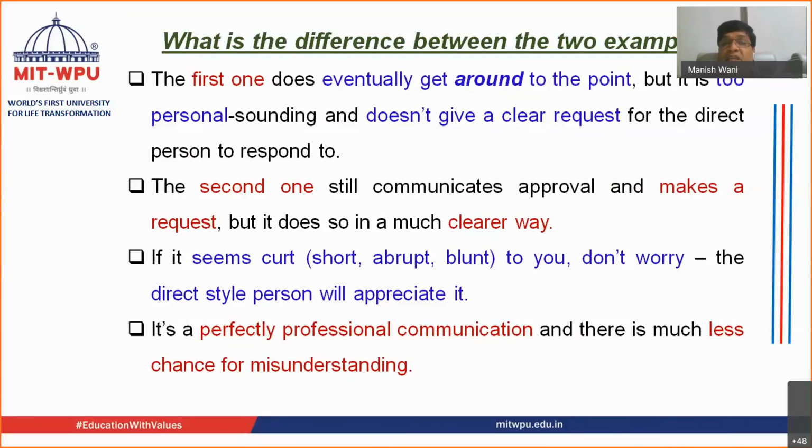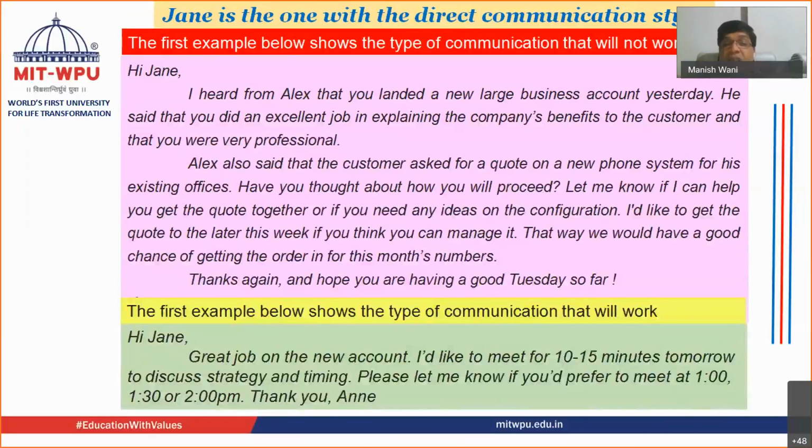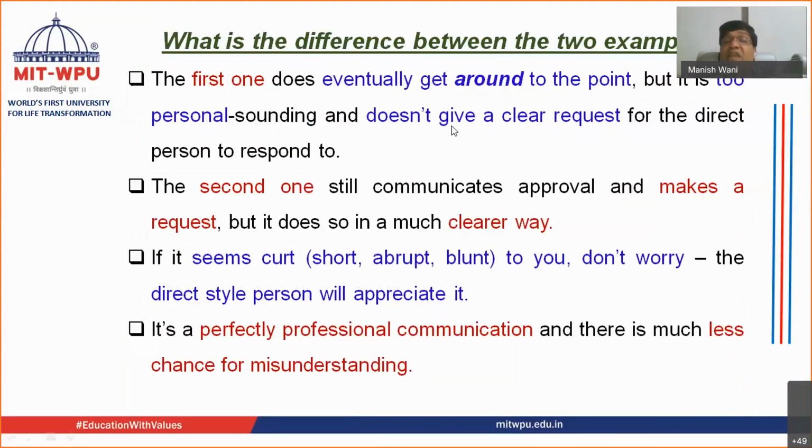Whereas if you see the second communication, it is making a request, and it is making a request in a very clear way. If you see this request over here, please let me know, ye last line agar aap padhoge, I would like to meet you for 10 to 15 minutes tomorrow to discuss strategy and timing. Here also he is asking her to meet, but he is not giving her the time, when to meet, how to meet. Whereas over here she is specifically giving the time: I want to meet you, this is the request, for how much time, for 10 to 15 minutes, that is also tomorrow, for discussing the strategy and timing, okay. And also further she is requesting her, let me know when to meet, at 1 o'clock, 1:30 or 2 o'clock. So the request is what? The request is a very clear request.